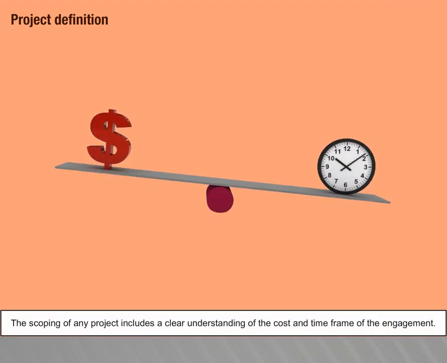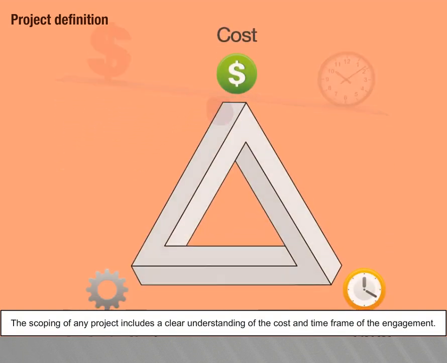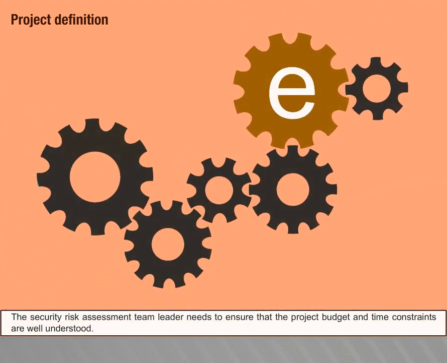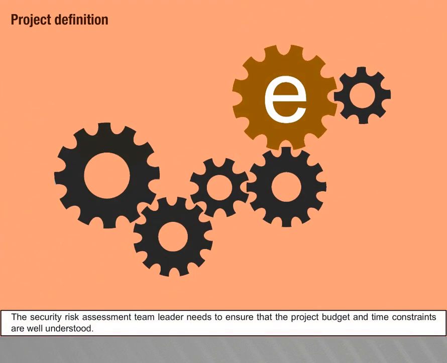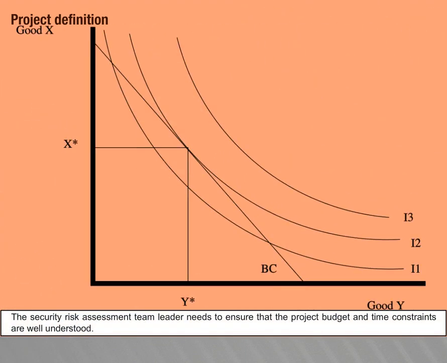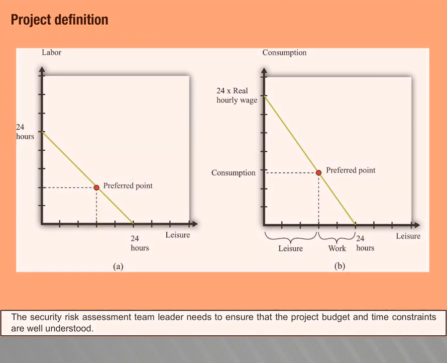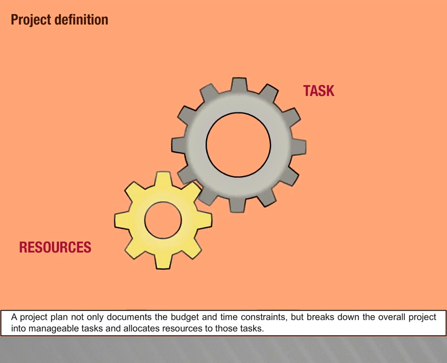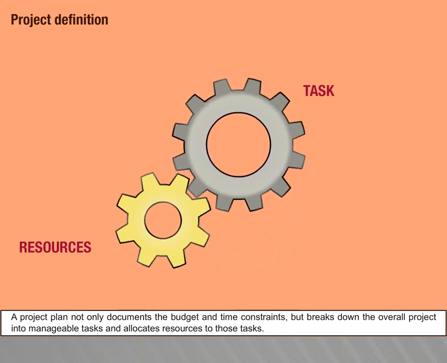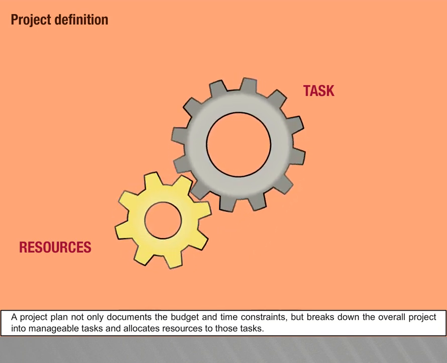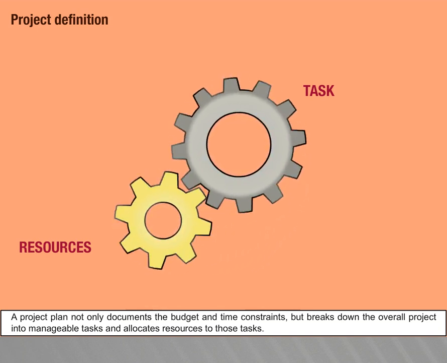Project definition. The scoping of any project includes a clear understanding of the cost and time frame of the engagement. The security risk assessment team leader needs to ensure that the project budget and time constraints are well understood. A project plan not only documents the budget and time constraints, but breaks down the overall project into manageable tasks and allocates resources to those tasks.